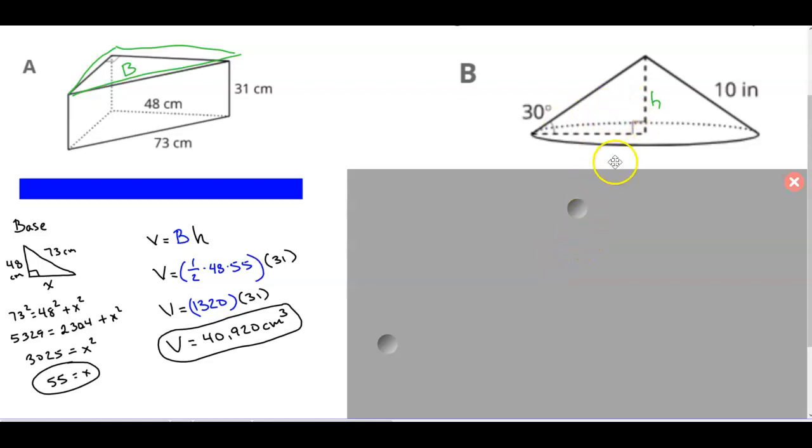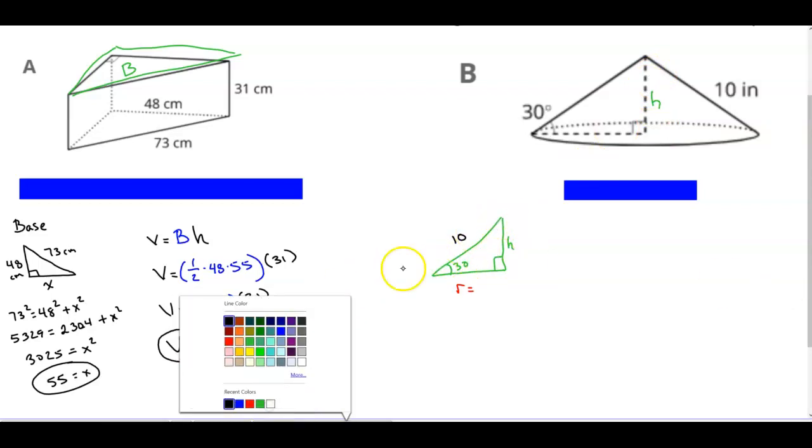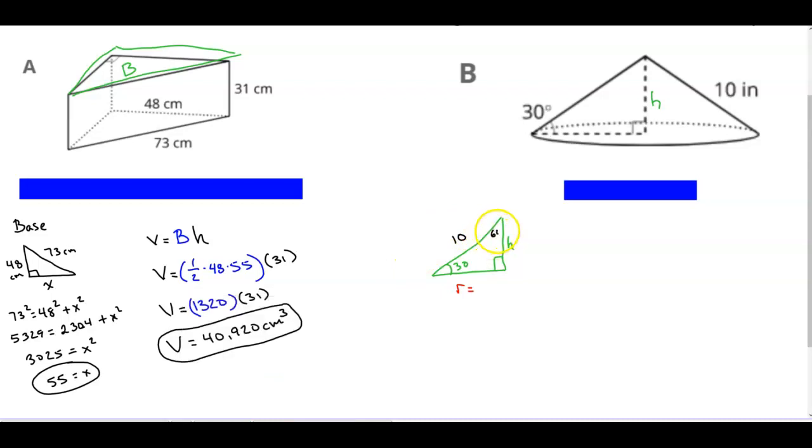All right, part B, this one's fun. You'll notice we don't know the height nor the radius. We have to find both the height and the radius. All we know is we have a 30, 60, 90 triangle, and we know that the side length is 10. So what I'm going to do here is I just redrew this triangle. And I could have added one more piece here. Notice this is a 60 degree.